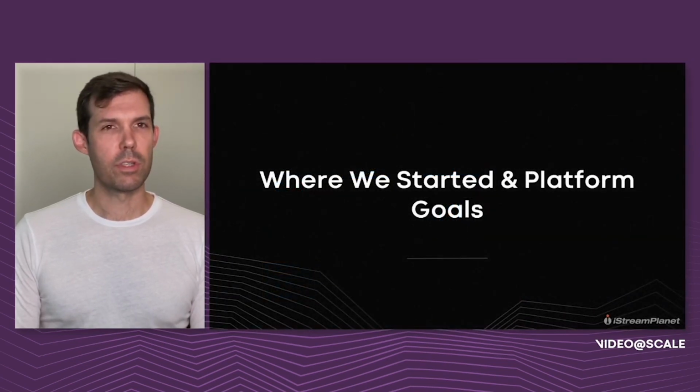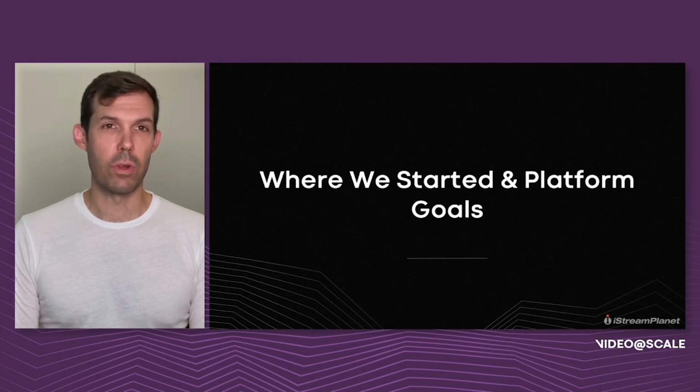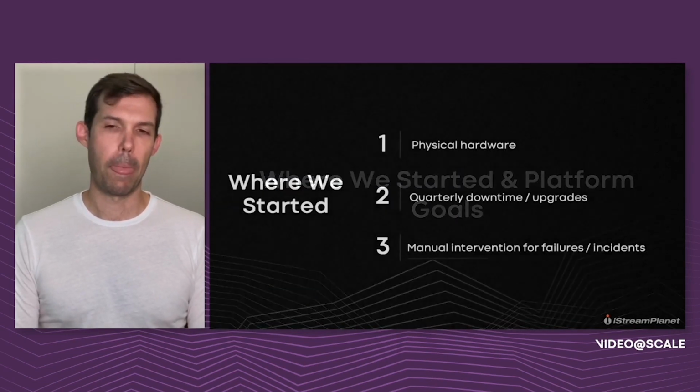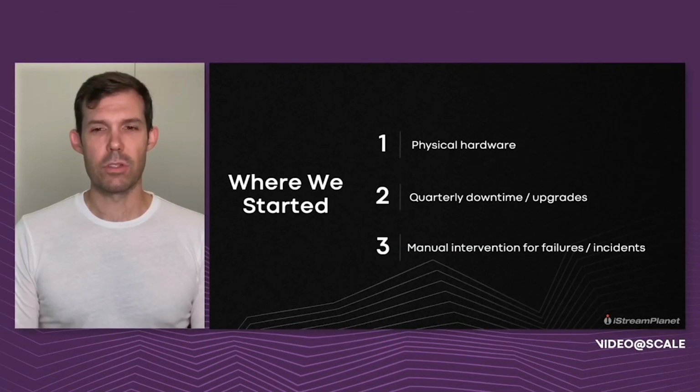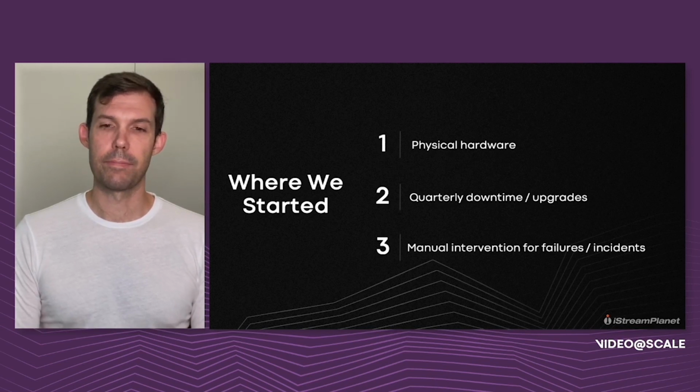So let's take a look at where we started and how we used to operate a few years back. At the time, our streaming platform that we built ran on expensive physical hardware, requiring teams of systems engineers and operations personnel to maintain. Upgrades to new software releases took weeks to roll out and were deployed quarterly because upgrades resulted in significant downtime. System failures often didn't heal automatically and required manual intervention, which led to longer customer impact.